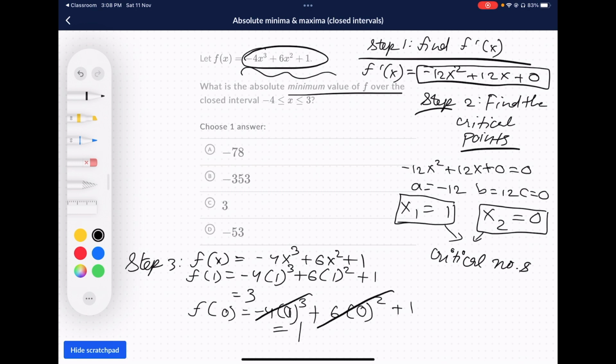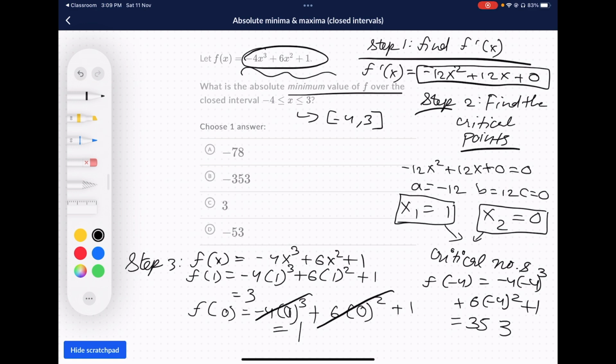And then for f of negative 4, which is given in the interval over here, you can write it as negative 4 times negative 4 raised to the power of 3 plus 6 times negative 4 raised to the power of 2 plus 1. Again, use a calculator to find the final answer for this equation. Now the answer is positive 353.